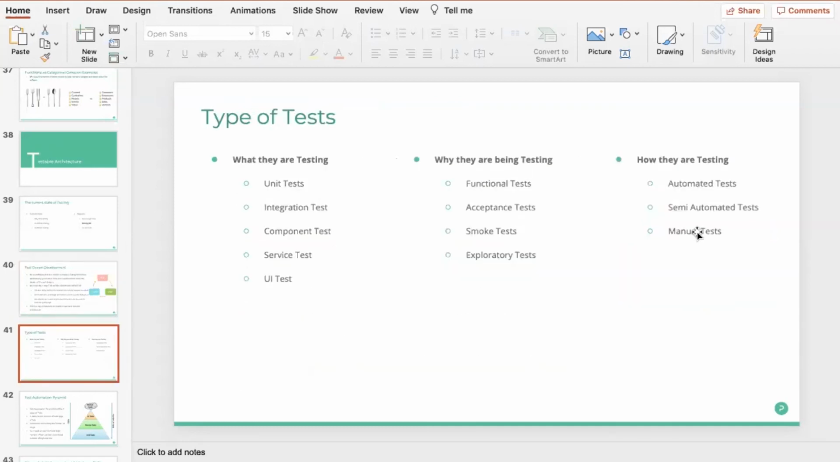Okay, so in the world of testing, there are different types of test cases, right? Unit test, integration test, component test, service test, UI test. And why are they being tested? They're tested for the purpose of functional testing, acceptance, smoke, exploratory. And how are they being tested? Some of them are automated, some semi-automated, and some are manual tests.